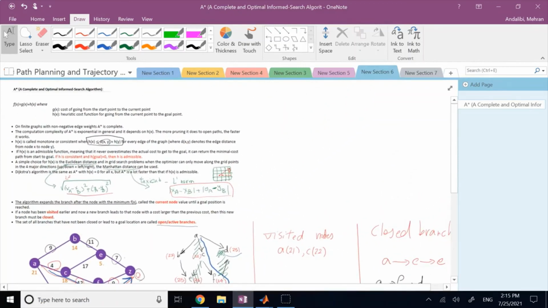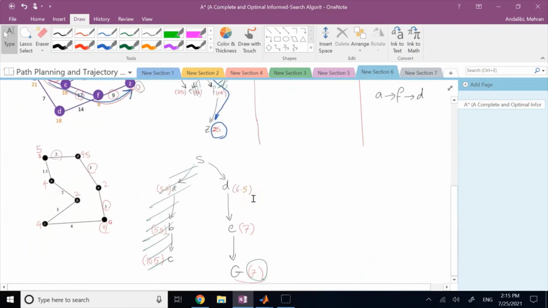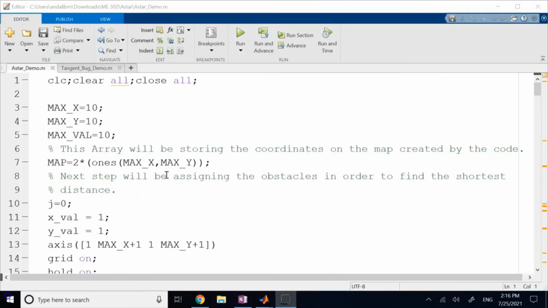Okay, so hopefully that was a good intro to A star for you. And now, before we finish this video, I want to show you a Matlab demo. So here is a code that one of my students wrote in the past. I'm going to run his code for you.